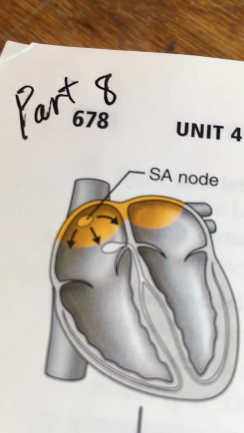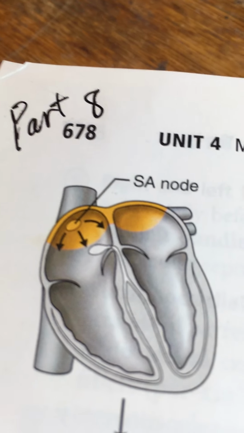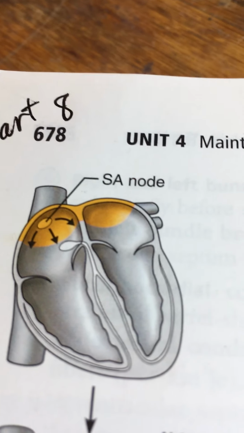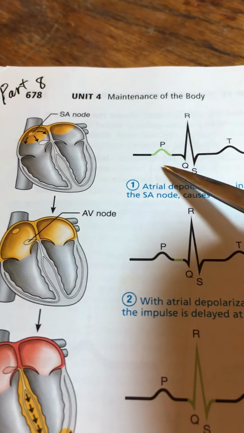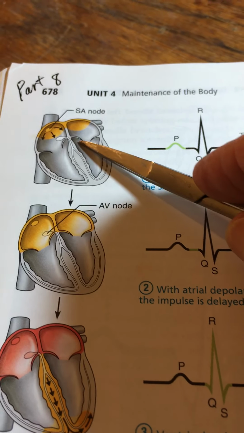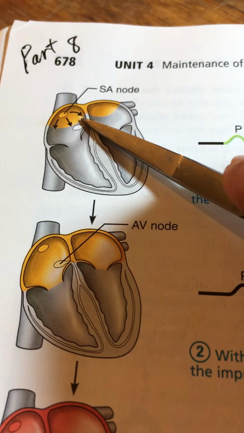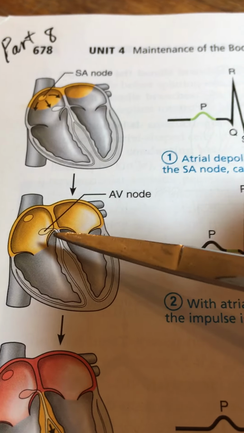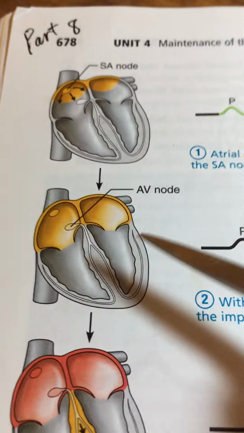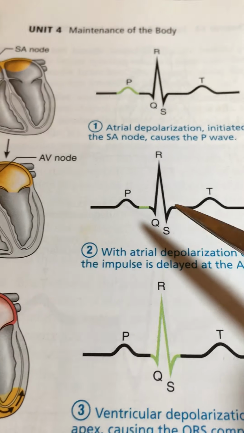Here we are at part 8. In part 8, the heart, page 678. Okay, and we just went over what's a P wave. A P wave is the depolarization up here at the SA node. When it's complete, that means the atrial tissues here on both sides are fully depolarized.